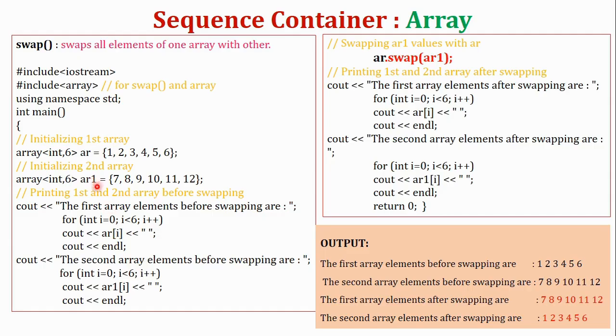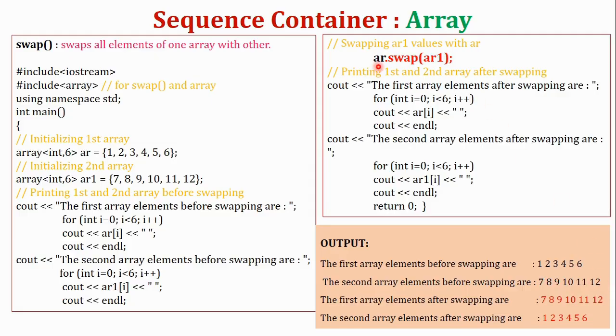So for the second array here, the for loop is iterated. In each iteration, it will get the value of the array, then it will display. So the first one is 1, 2, 3, 4, 5, 6. And then here, the result is 7, 8, 9, 10, 11, 12.